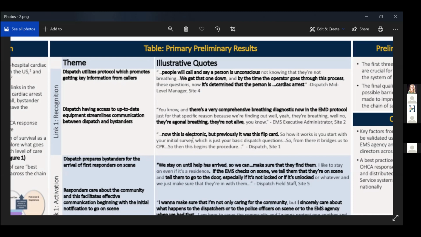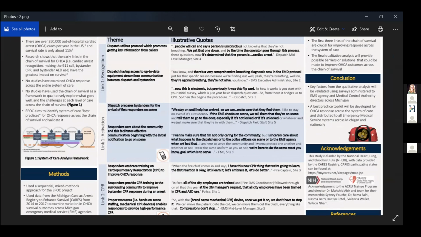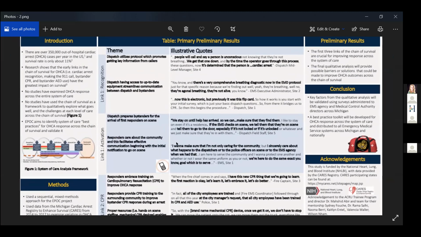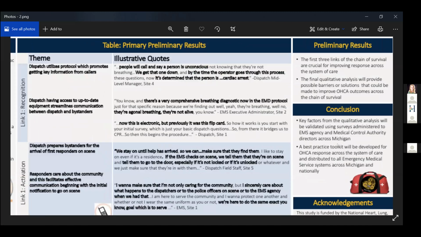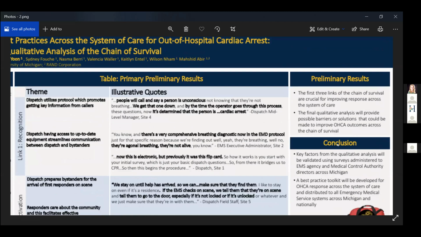In a similar way, we were able to talk about the themes and matching illustrative quotes that went with them. At the time, we weren't able to come up with a full discussion section because research was still continuing. From the results and analysis so far, we were able to determine that the first links of the chain of survival were crucial for improving the response across the system of care, and that the final qualitative analysis will hopefully provide barriers or solutions that could be used to improve the OCA outcomes across the chain of survival.